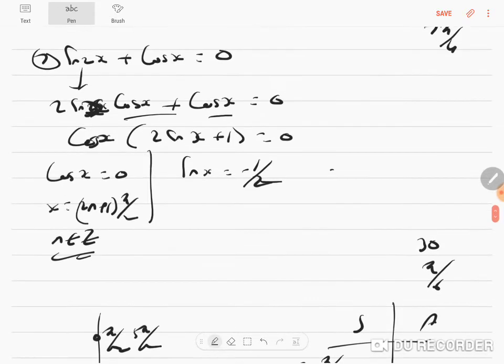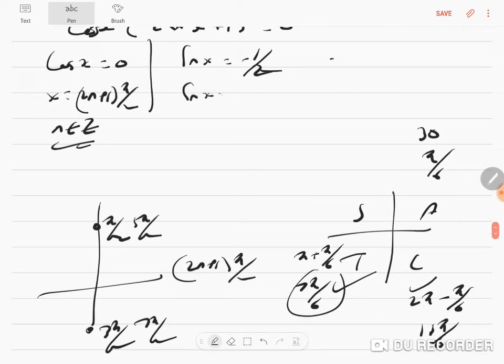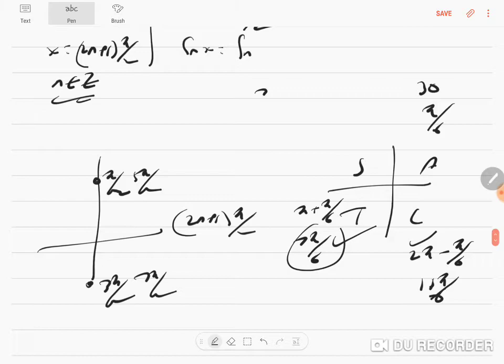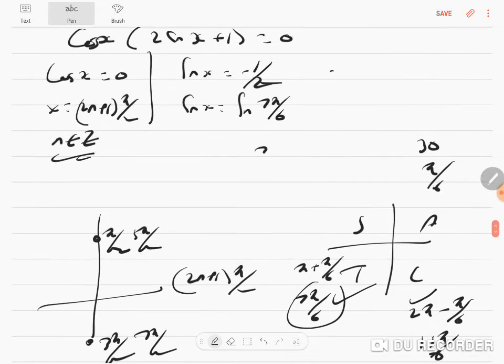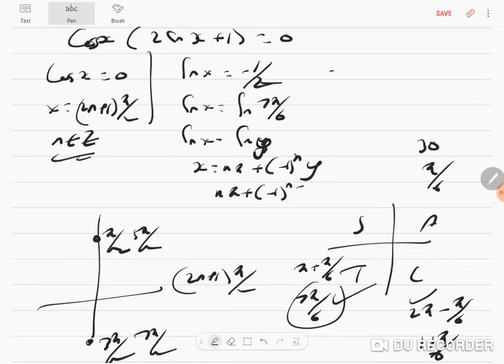So sin x is equal to sin 7 pi by 6, which is of the form sin x is equal to sin y. So what's the formula? x is equal to n pi plus minus 1 whole to the power n into y. In the sum x is x only. So x is n pi plus minus 1 whole to the power n into 7 pi by 6, where n is an element of Z, will be another general solution.